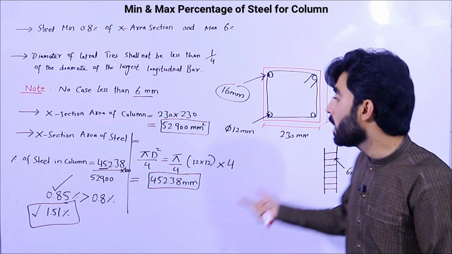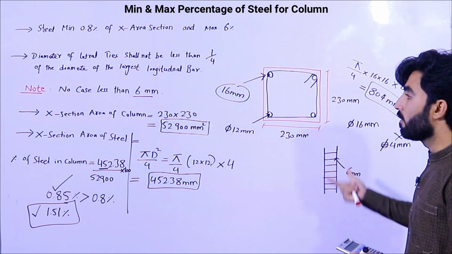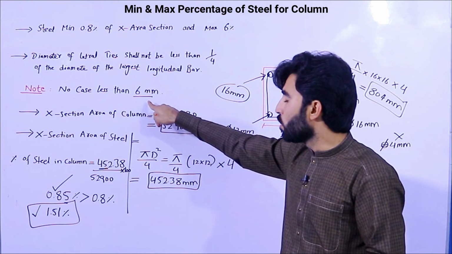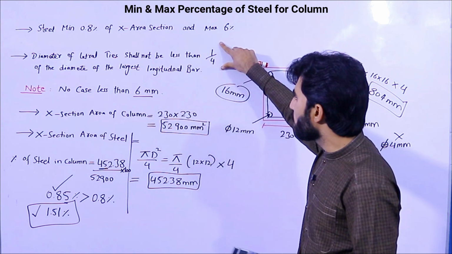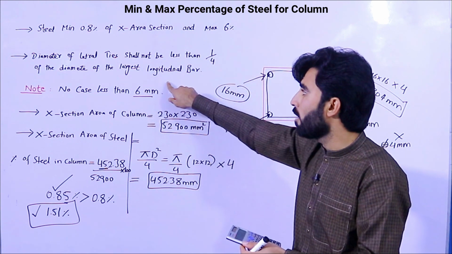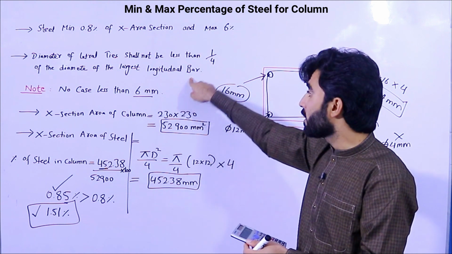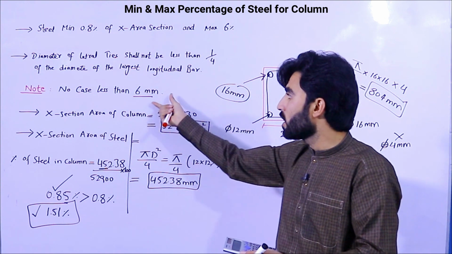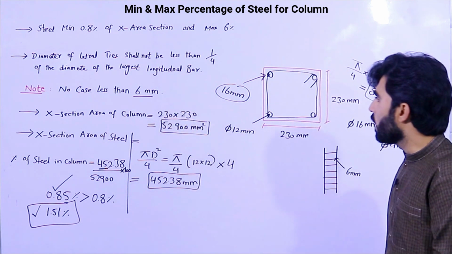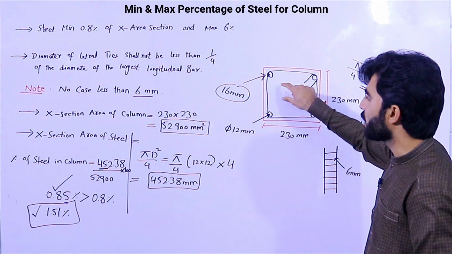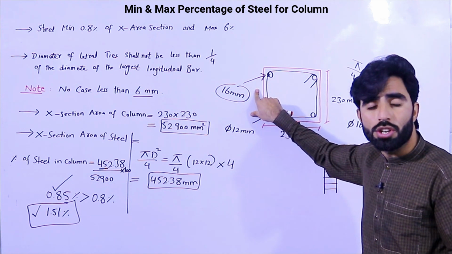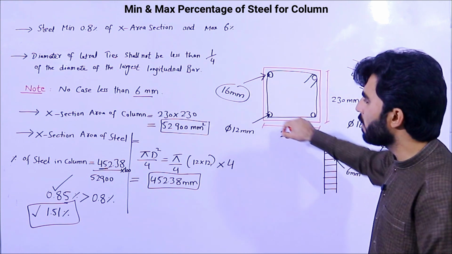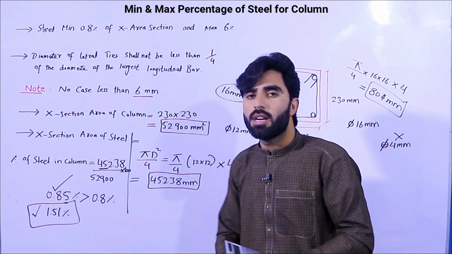So this is how you will find the minimum and maximum percentage of steel for RCC column. But remember one thing, as I told you, if you use 1/4 of the diameter of largest longitudinal bar, if the dia of lateral tie becomes less than 6 mm, then don't use it, use 6 millimeter. But I recommend you, if you are using the dia of longitudinal bar 16 mm, use 8 millimeter. Okay, for 20 also 8 millimeter, but for 12 millimeter you are able to use 6 millimeter dia of lateral tie.